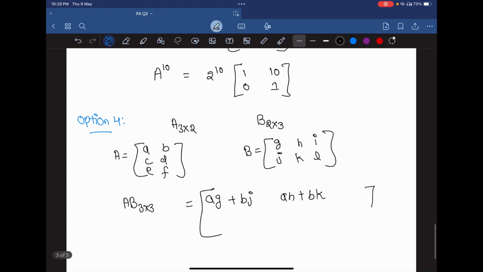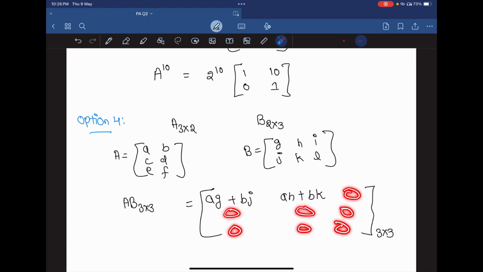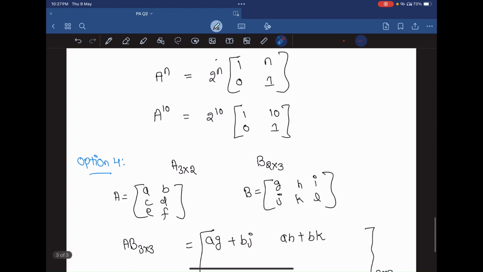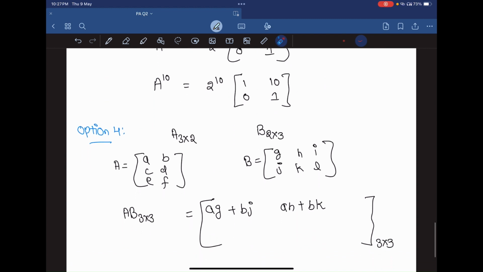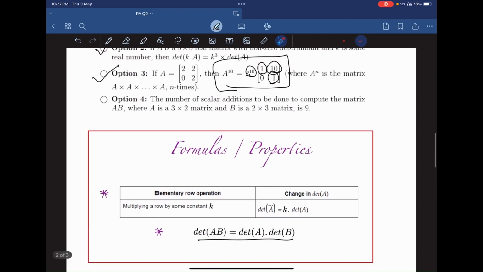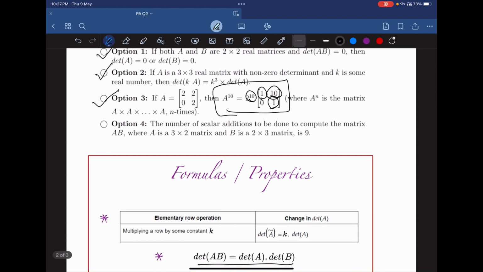Now, the matrix AB would be of order 3 cross 3. So there would be 9 entries in this matrix. So for this reason, we are going to perform this scalar addition 9 times. Hence, the total number of scalar additions that we need to compute the matrix AB would be 9. Hence, option 4 also says that the total number of scalar additions to be done to compute the matrix AB would be 9. So that's why option 4 is also correct. Thank you.